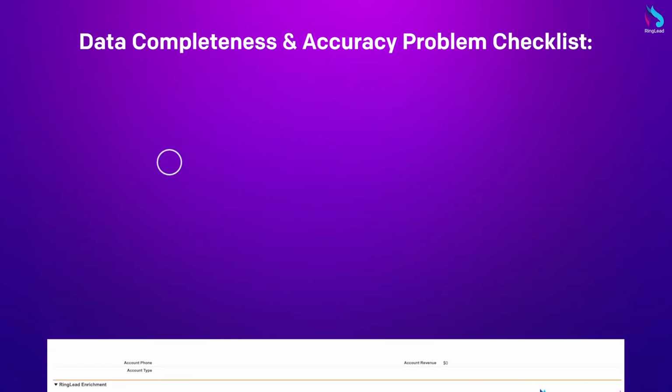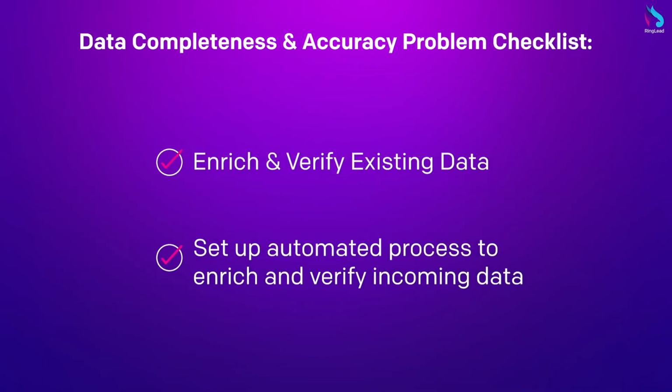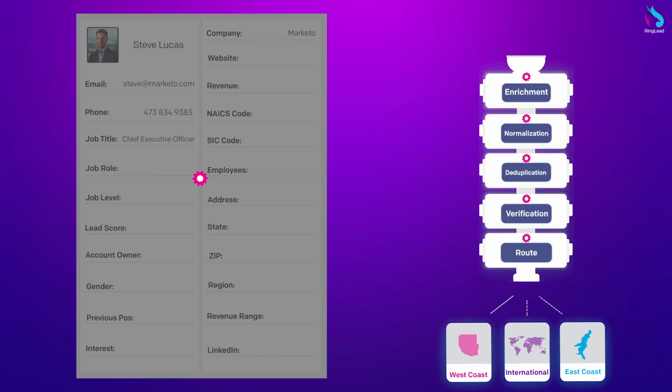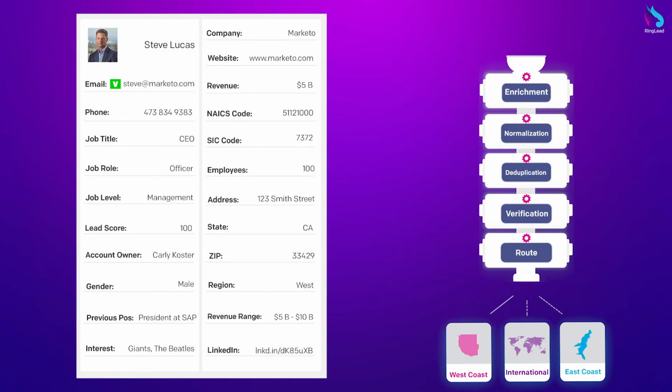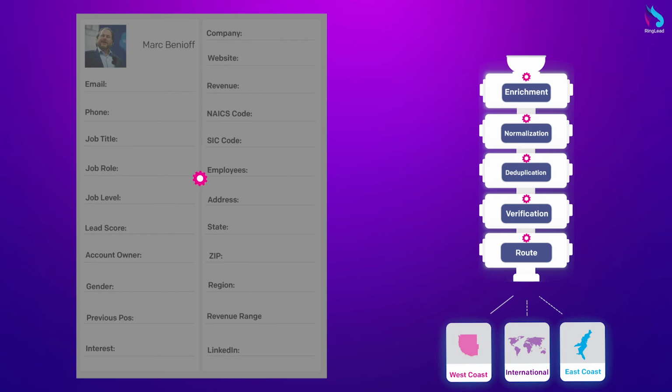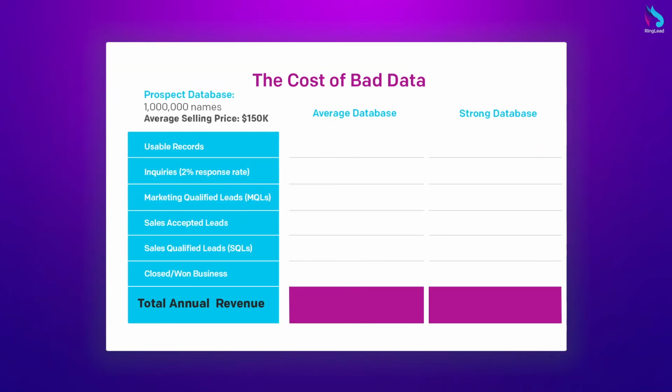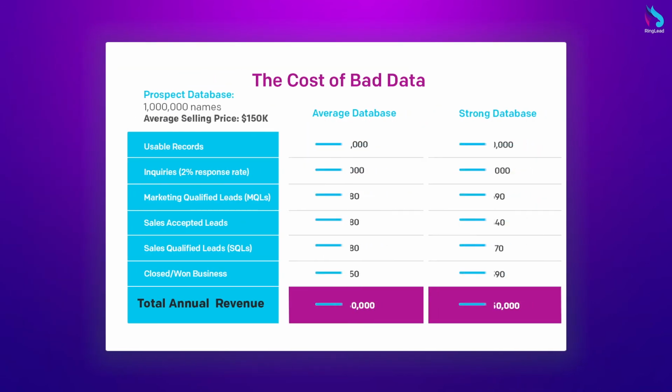Now that we have enriched all your existing records and set up a process for enriching all incoming records, as a result, not only are your marketing campaigns more targeted, more effective, and generating more marketing qualified leads, but with accurate contact and business data, your sales team will convert more leads and your CSM team will be able to renew more customers.